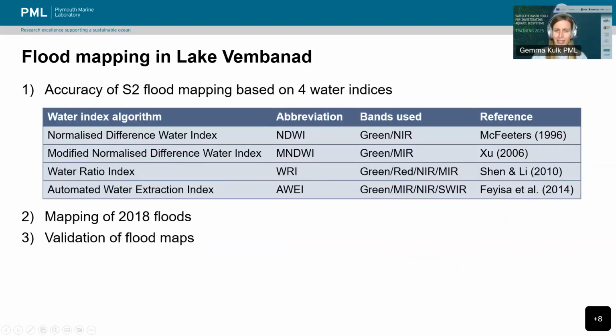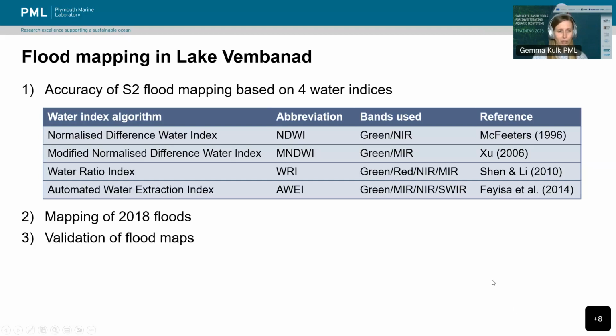Following those methods, we have studied the accuracy of the S2 flood maps in comparison to the S1 maps using 4 different water indices, including the normalized difference water index, the modified normalized difference water index, the water ratio index, and the automated water extraction index. And these satellite retrieval algorithms are used to distinguish water from land pixels using different sets of Sentinel-2 bands, including the green, red, the near-infrared, and the SWIR bands. All of these algorithms have been published, and you can look up the equations in the references from the table.